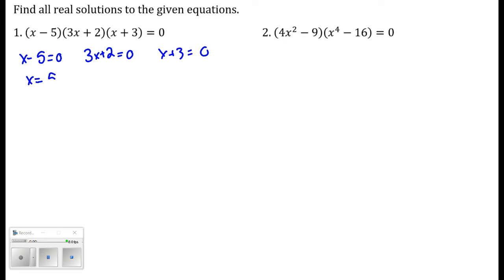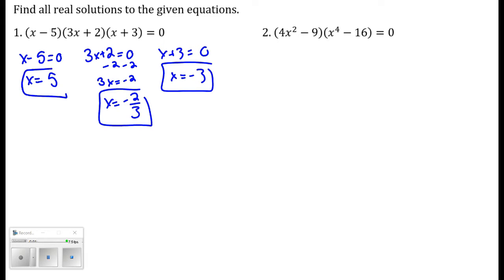So we get x equals 5, subtract 2 and divide by 3, so x equals negative 2/3, and x equals negative 3. So the solutions to that equation are x equals 5, x equals negative 2/3, and x equals negative 3.